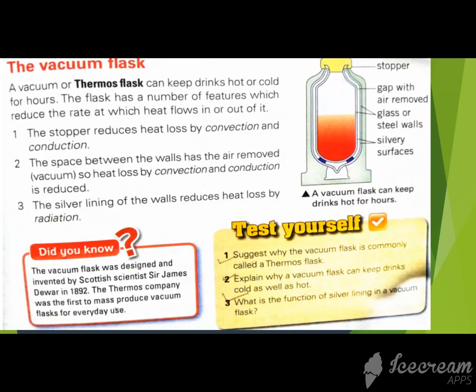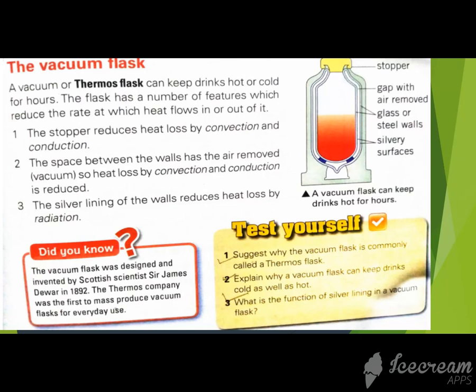So take out your science books and open page number 9. Today's topic is the vacuum flask. A vacuum or a thermos flask can keep drinks hot or cold for hours. As I told before, the work of a thermos flask is that if you are putting cold water or some cold thing in it, it keeps it cold for hours, and if you are putting something hot, it will keep it hot. And why is that? Let's see.